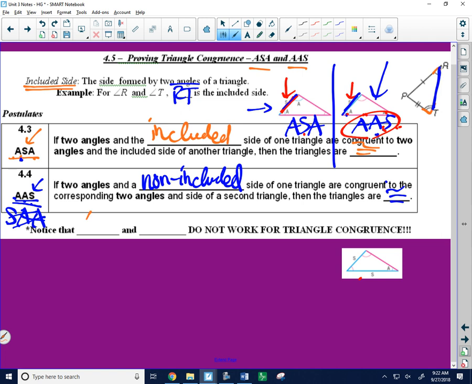Yes, angle, angle, angle, AAA. Does not work. I always think AAA is the car company that comes to rescue you. So in this case, AAA will not come to rescue you. I always say that because it's not one that works. So you can never write it as a reason.